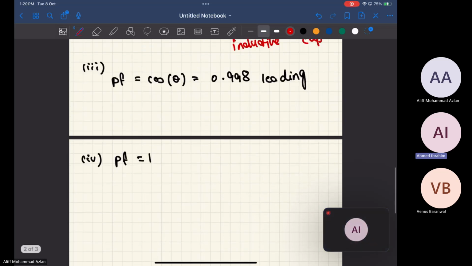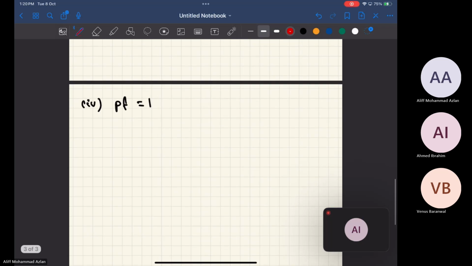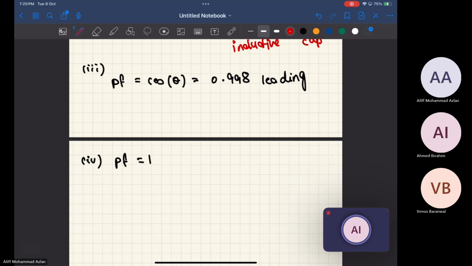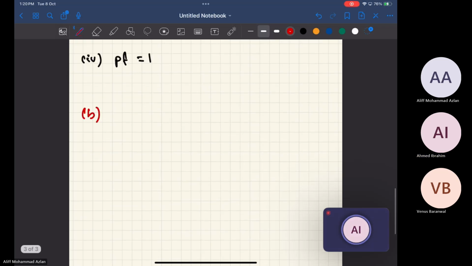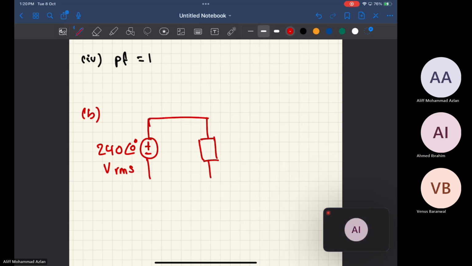Okay, Part B is power factor correction. So we're given a new circuit now. Again, we have a voltage source, which is 240 at a phase of 0 volts RMS, and we are given a load, and we're not told any information about the impedance of the load, but we only have information about the power.